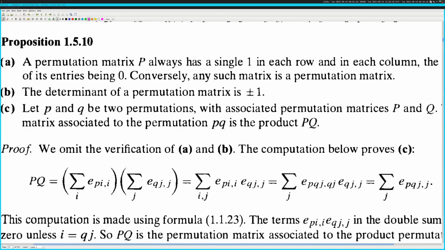Okay. PQ equals the sum over i of P_i,i. So these are two n by n matrices. It's equal to the sum over i,j of E_{p(i)i} E_{q(j)j}. Oh, God. I have no idea why that is true. There's a formula apparently above that would give you this computation. E_{p(i)i} E_{q(j)j}, E_{pq(j) q(j)}. I have no idea where.